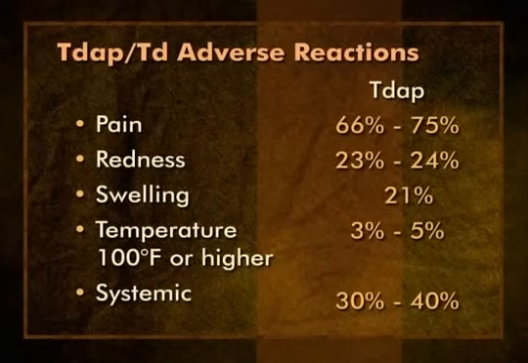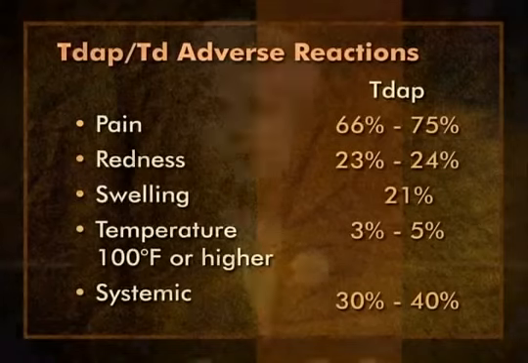Local reactions such as pain, redness, and swelling at the site of injection are the most common reaction and were reported in 21 to 75% of recipients of both vaccines. Temperature of 100 degrees Fahrenheit or higher within 14 days of vaccination was reported in 3 to 5% of recipients. Systemic events such as headache and fatigue were reported in 30 to 40% of recipients. No unusual or unexpected adverse reactions were identified for either vaccine. The percentage of Tdap recipients reporting these symptoms was very similar to reports from persons receiving only Td.